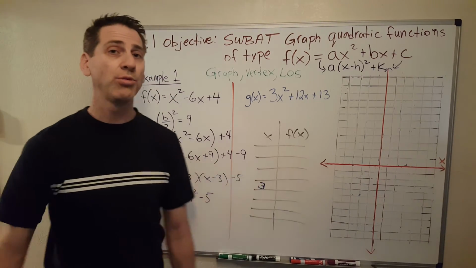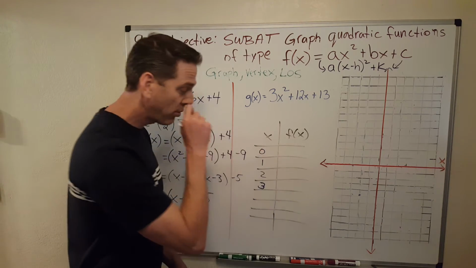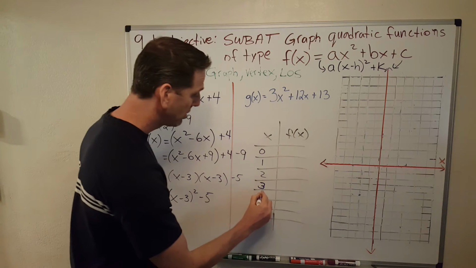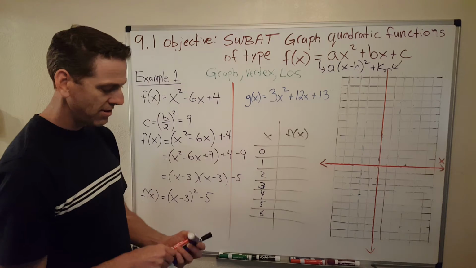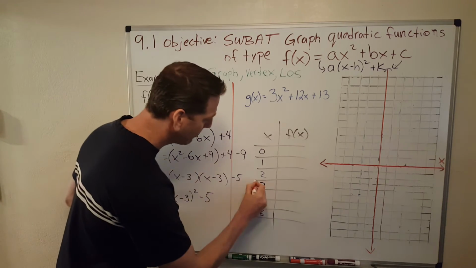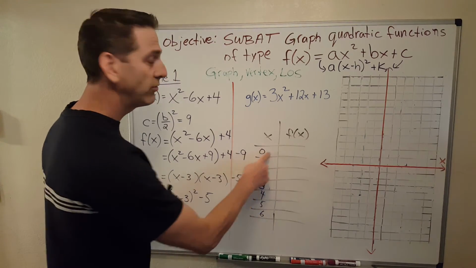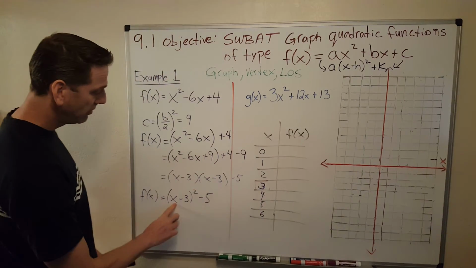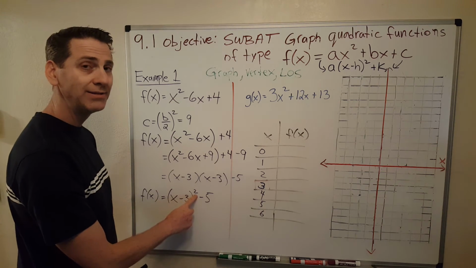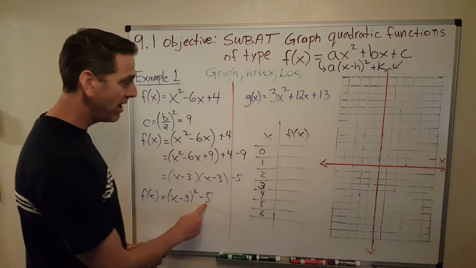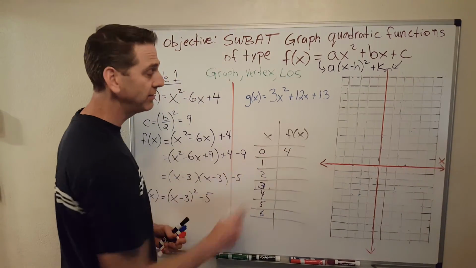Now I need to choose 3 values less than 3 and 3 values greater than 3. 4, 5, 6. All right? And this right here is my line of symmetry. Okay. So at x equals 0, 0 minus 3 is negative 3. Negative 3 squared is 9. 9 minus 5 is 4. So at x equals 0, f of x equals 4.